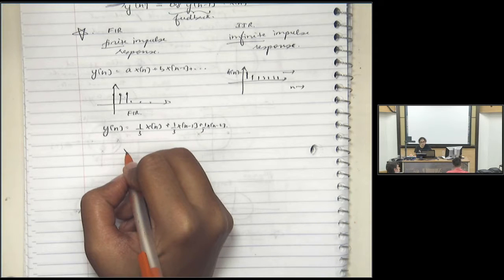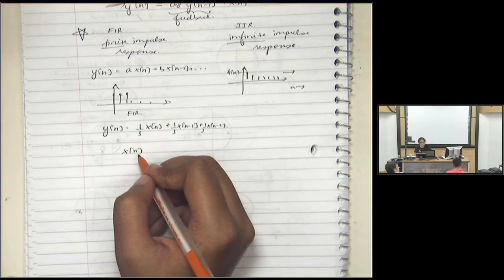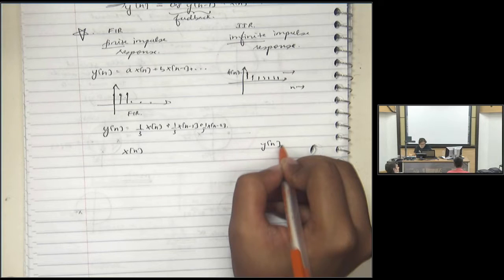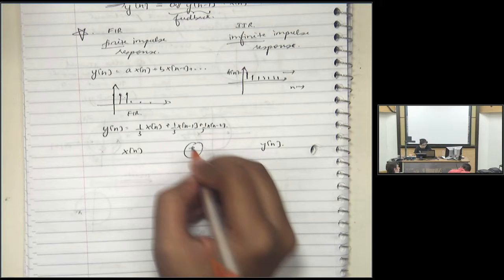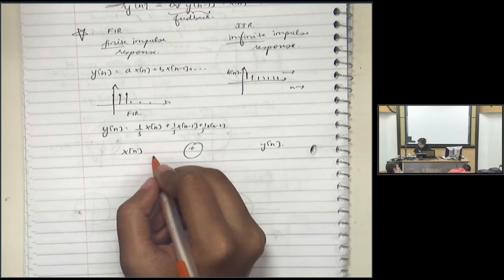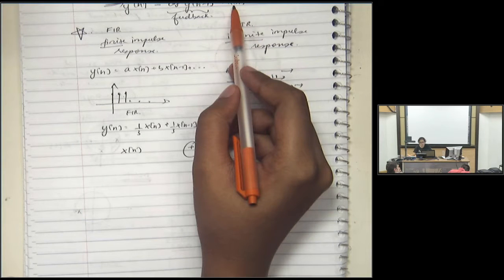What is my input? X of n. Correct. What is my output? Correct. This much we got right. Okay. So next thing, I'll just put a summation or adder in between. So I have an x of n added directly.